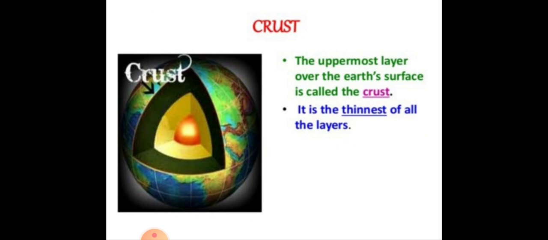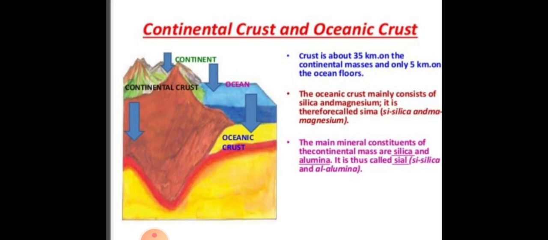Crust. The uppermost layer over the Earth's surface is called crust. It is the thinnest of all the layers. Continental crust and oceanic crust. Crust is about 35 kilometers on the continental mass and only 5 kilometers on the ocean floors.